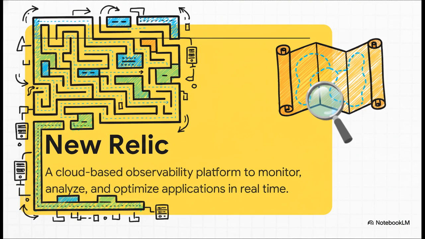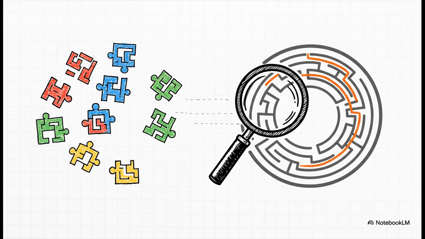Well, the official definition is that it's a cloud-based observability platform. Basically, its entire reason for existing is to help you watch, understand, and improve how your software and all the servers it runs on are performing, and to do it all live in real time. Now, what's really interesting about this is how it tackles that whole maze problem head-on. It gives you a single, unified map for your entire software system. So instead of juggling a dozen different tools for a dozen different parts of your stack, the whole idea behind New Relic is to bring everything into one single view, to give you that clear path through all the complexity.